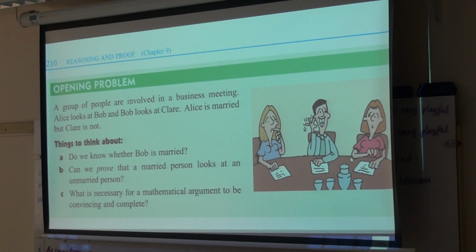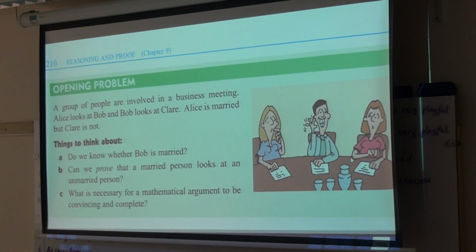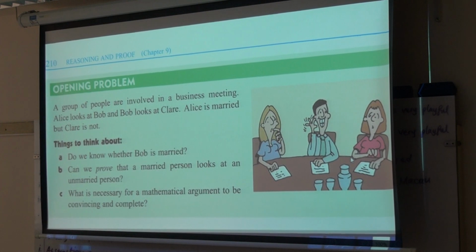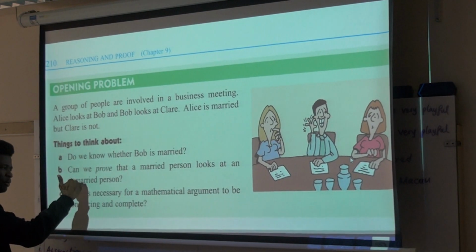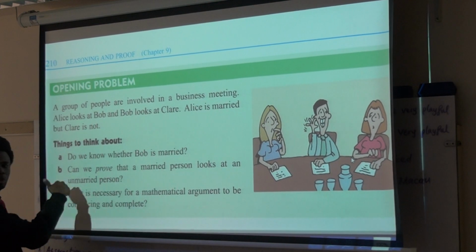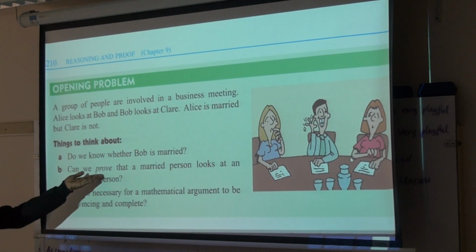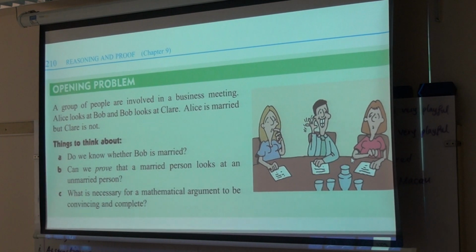Can I ask you to look at this problem? I give you 2-3 minutes and see if you can prove, question B, can we prove that a married person looks at an unmarried person? Or maybe the other way. It could be that, oh, a married person looks at a married person, unmarried at unmarried, or maybe married looks at unmarried, there are 4 possibilities here. Which one can you establish? You can restrict it to this, or you can say, oh, we can't prove this, but we can prove that. 5 minutes, think about it.